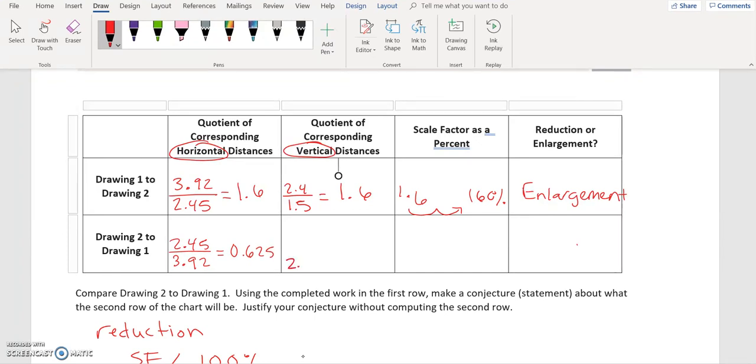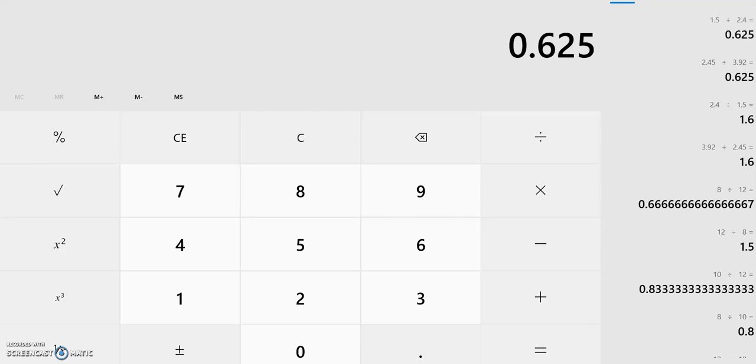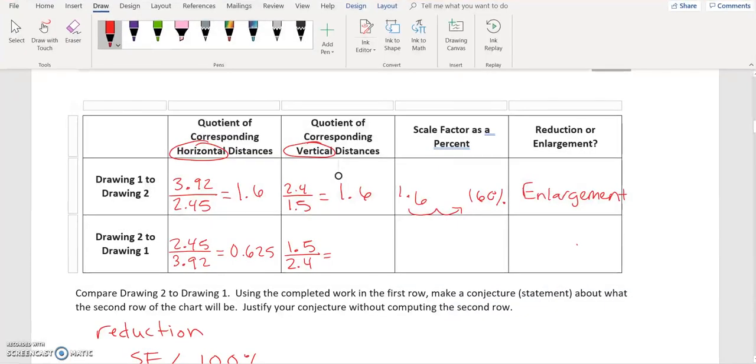And then 2.4 is our denominator now, and 1.5 is the numerator, so 1.5 divided by 2.4, numerator divided by the denominator, is 0.625. And they should be the same as each other. You shouldn't have two different scale factors for vertical distances unless it's a different piece.